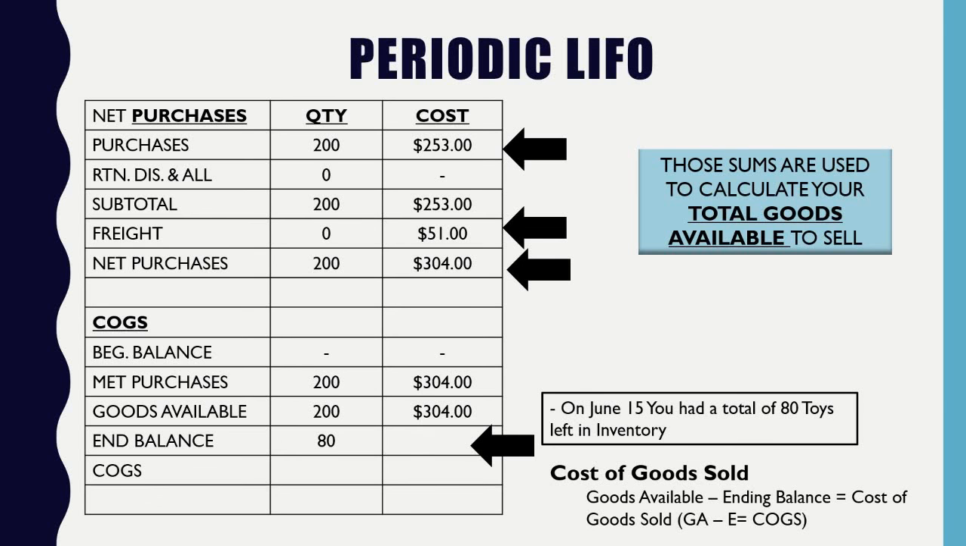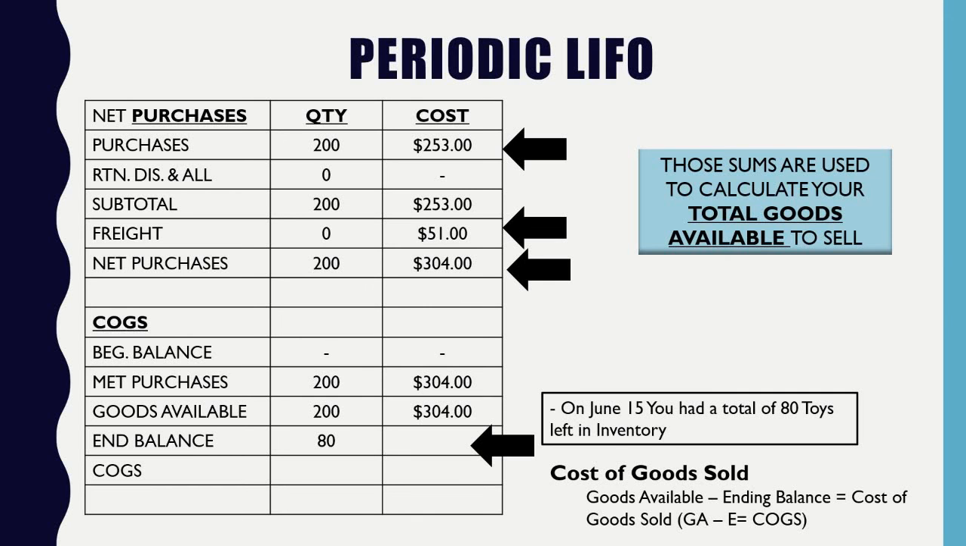So again, we had no beginning inventory. So the amount of inventory that we have available to sell is 200 items, and it's going to be out of $304. Now again, the transaction also mentioned that on June 15, you had a total of 80 toys left in inventory. So therefore, our inventory on hand is going to be 80.